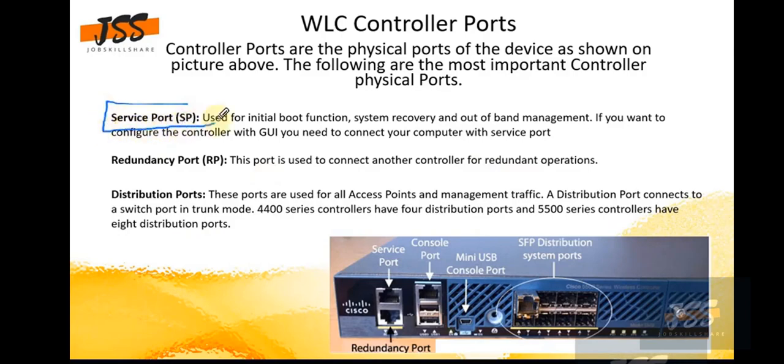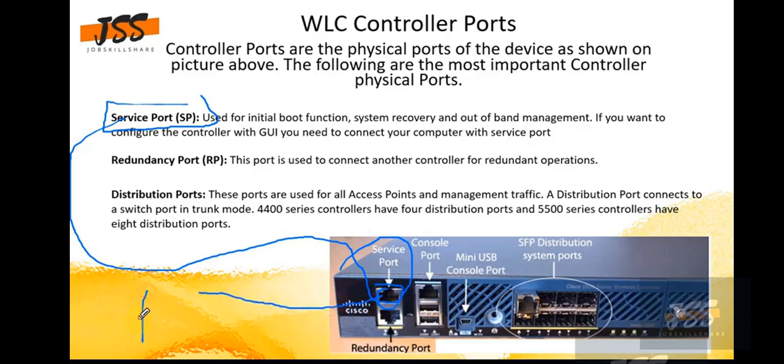The first thing is the service port. You can correlate it with this. And what is it used for? Initial boot function. We are familiar that in routers we have boot function capabilities. So this is used for the boot function, system recovery, and out-of-band management. If you want to configure the controller GUI, we can use an RJ45 Ethernet cable and connect with the computer, and this device has some kind of IP through which we can access the GUI of this device. So this is what the service port is used for.